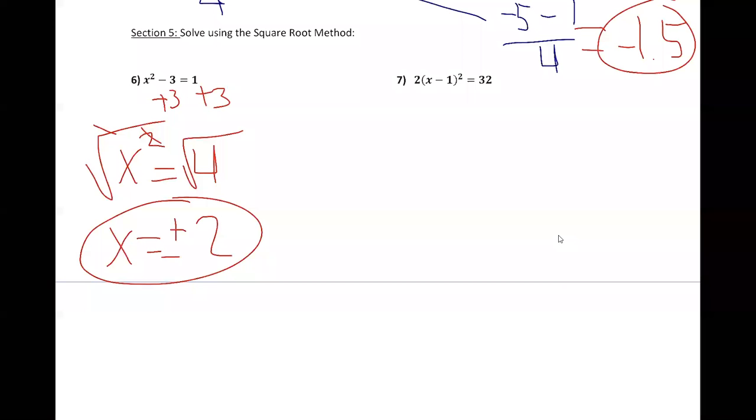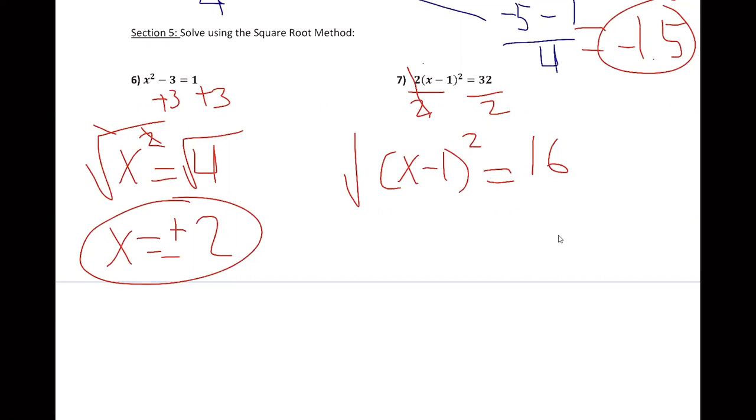Okay. Number 7, we want to get the part that's up to the second power by itself. You might be tempted in number 7 to distribute, but you can't distribute because there's the power of 2. So to get rid of that 2, that's really 2 times that, so you can divide it to both sides. If you do that, the left side, you'll just have x minus 1 up to the second power. 32 divided by 2 would be 16. So now I know there's extra stuff, but we have something up to the second power equals 16.